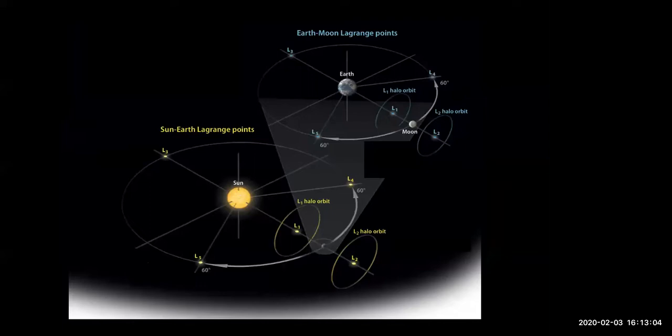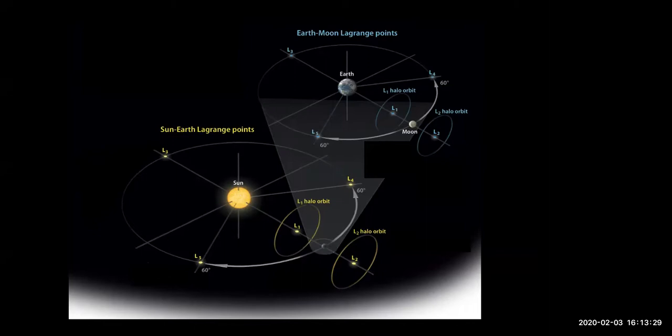So let's look in the Earth's neighborhood. In the Earth's neighborhood, we've got the Sun, and here's the Earth, and there's those points of balance on either side of the Earth. They're called L1 and L2. We might call them the Sun-Earth L1 and Sun-Earth L2. And the orbits around them are called halo orbits, because if you're standing on the Earth and you look towards the Sun, it looks like these orbits are forming a halo around the Sun.